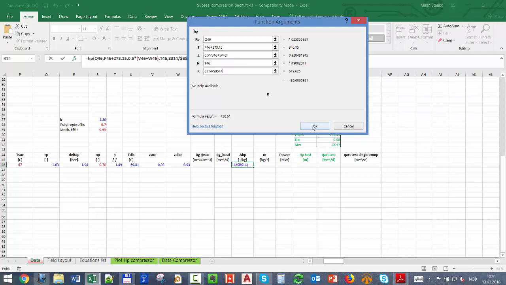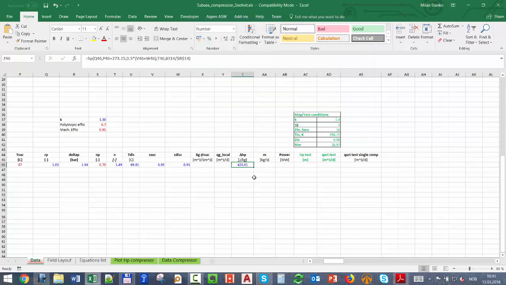But then, remember, this is polytropic head. I have to multiply times g. Okay, so I have to come here later and say times 9.81. Be careful, okay? You have one thing that is polytropic head, the other thing is the enthalpy difference.